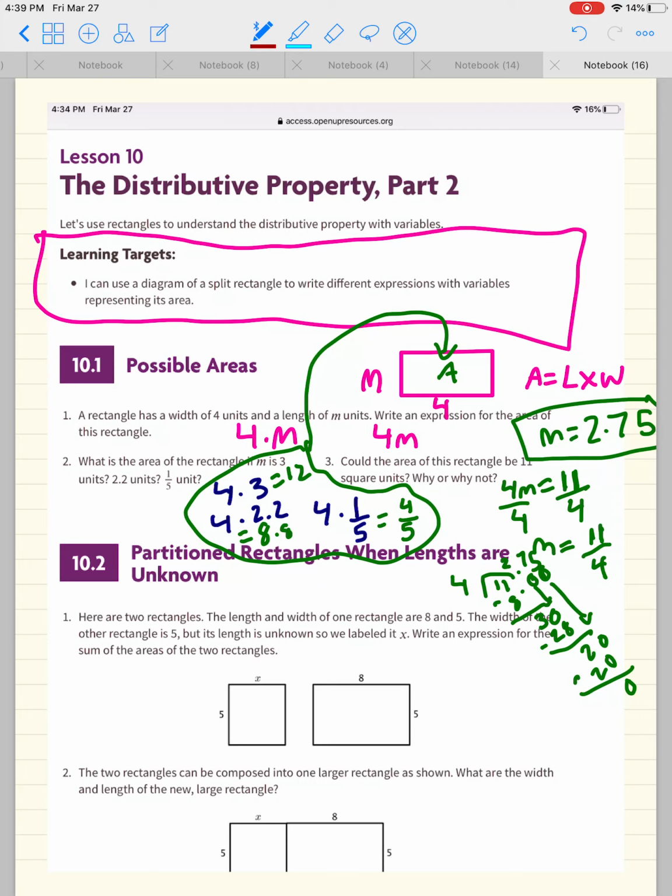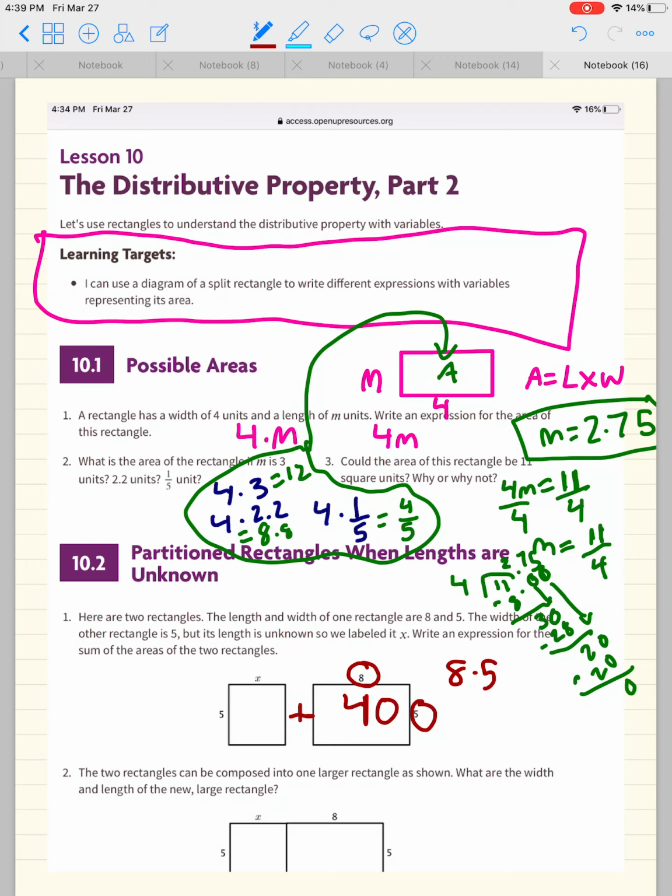Here are 2 rectangles. The length and width of one rectangle are 8 and 5. The width of the other rectangle is 5, but the length is unknown, so we labeled it x. Write an expression for the sum of the area of the 2 rectangles. Okay, so the sum of the 2 rectangles means that we're adding these 2 rectangles' areas together. So first of all, we can figure out that the area of this one is 8 times 5, which is equal to 40.